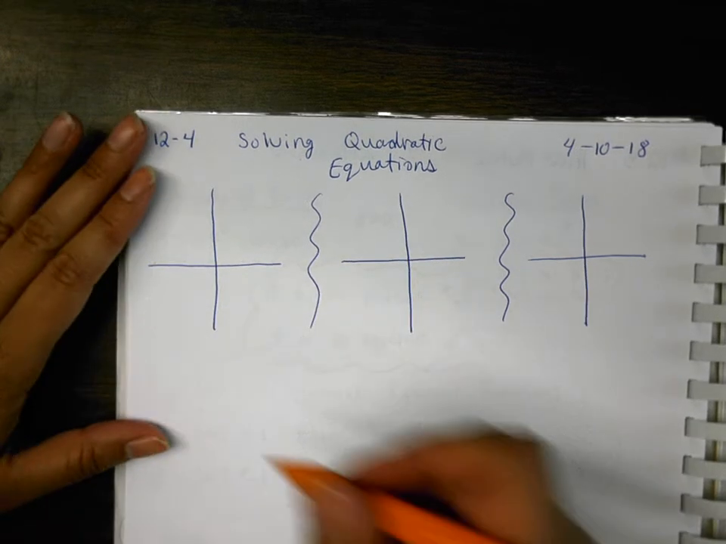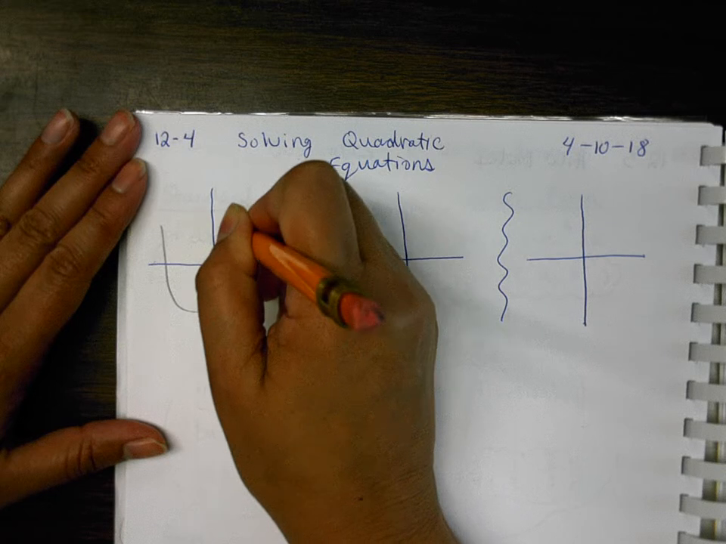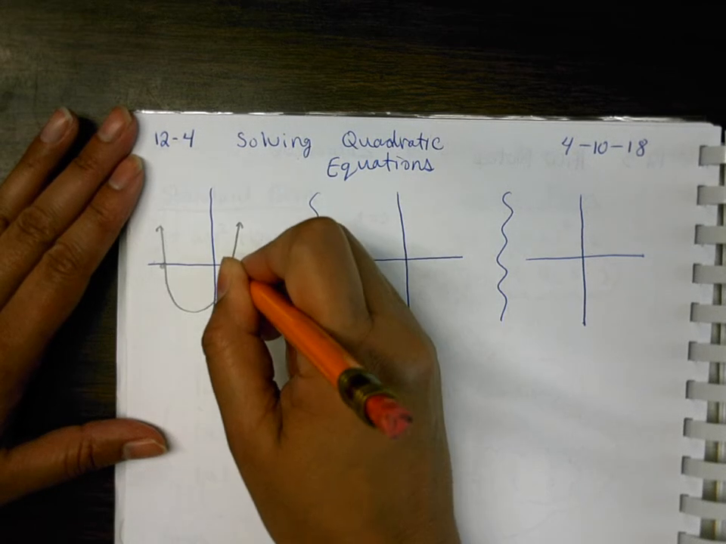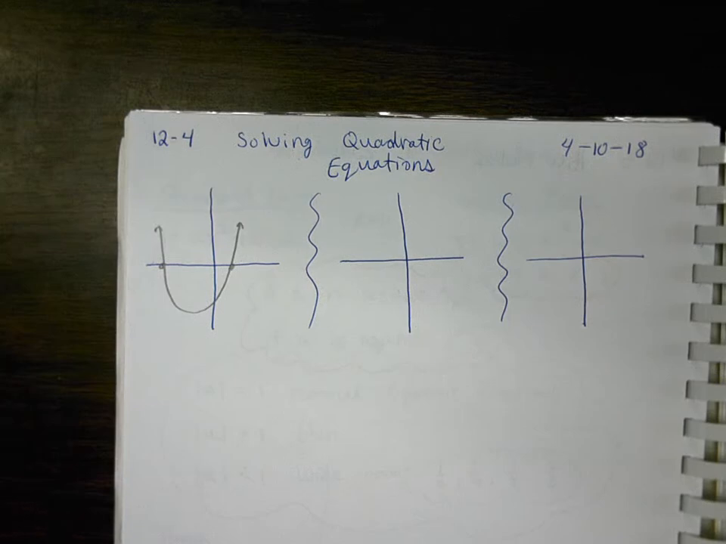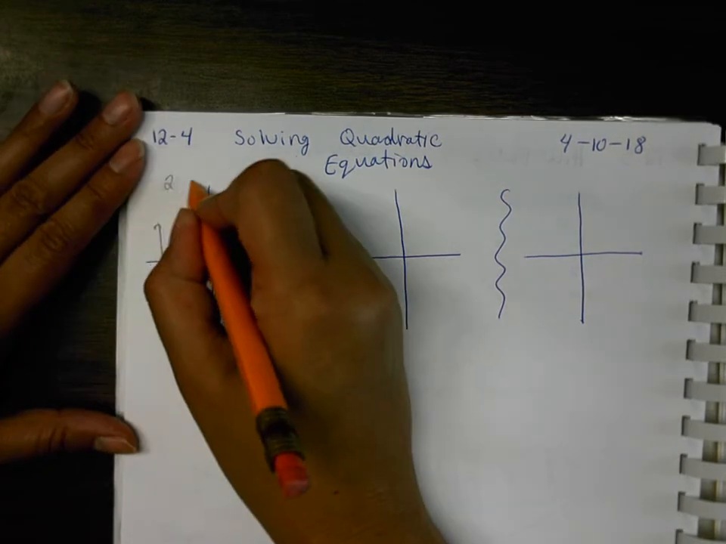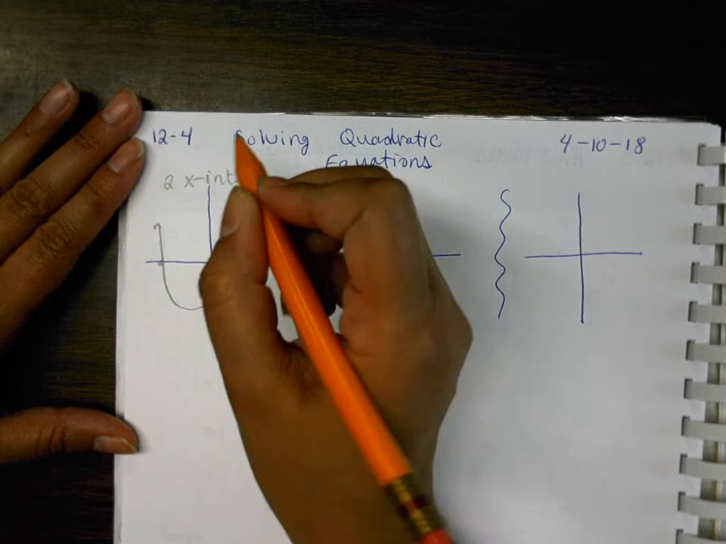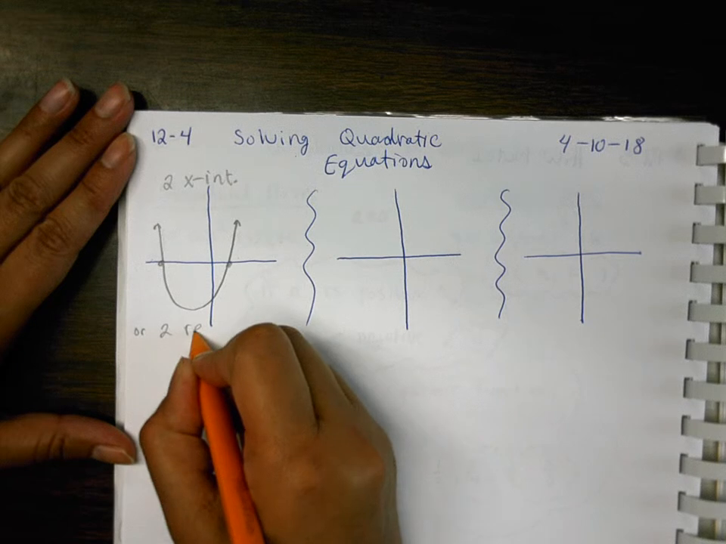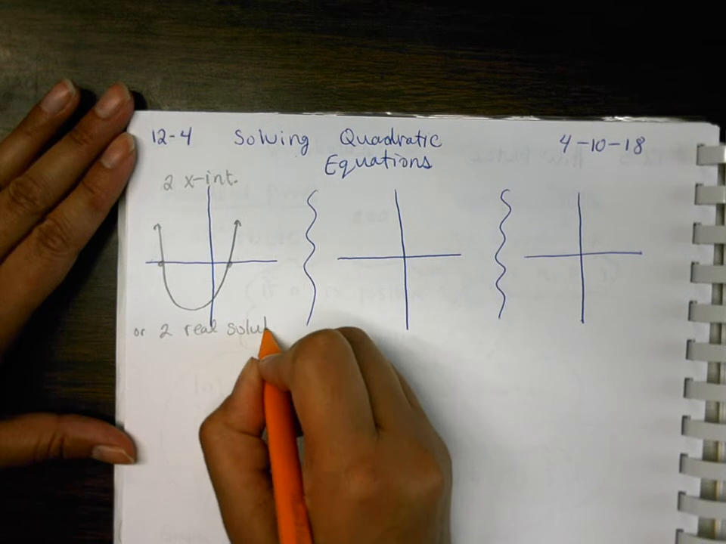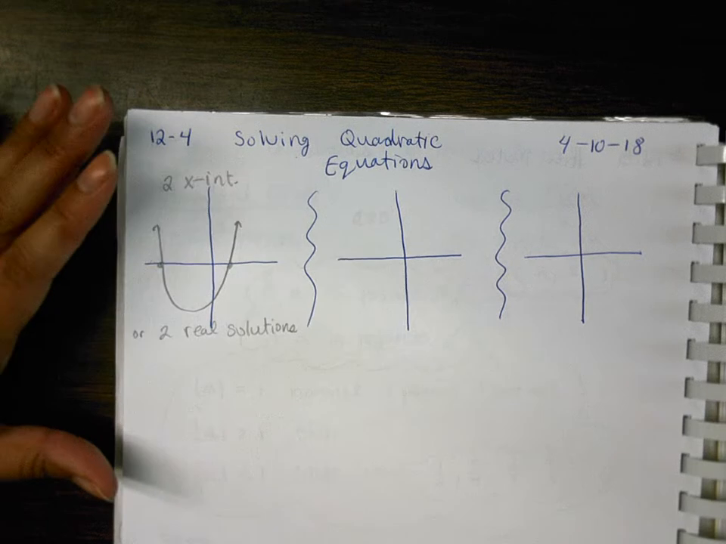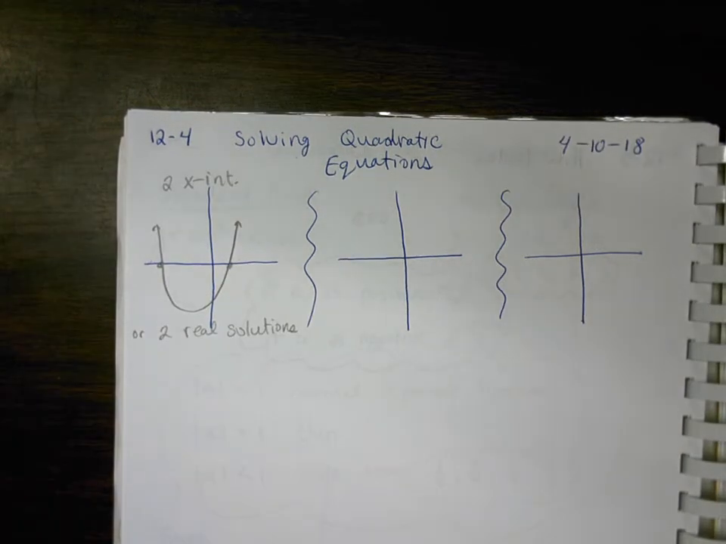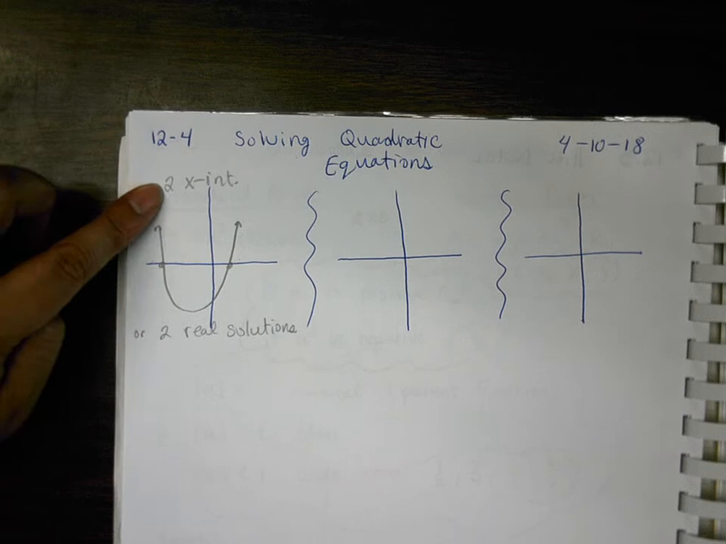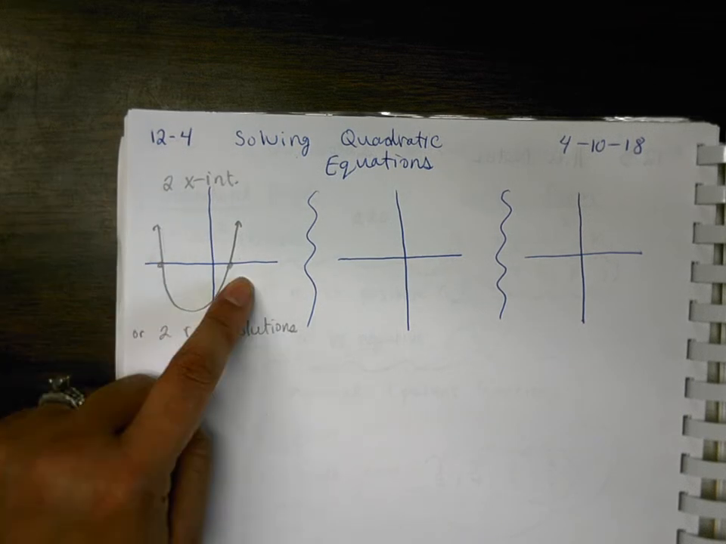Okay, so let's check. I'm going to draw the first one. I'm just going to draw a parabola. Do you agree that that parabola has 2 x-intercepts? Oh yeah. Okay. I'm going to call this 2 x-intercepts. And another way to say this, I'm going to put an or, 2 real solutions. And I use the word real because there will be imaginary solutions that we deal with later. Okay? If you have 2 x-intercepts, that means you have 2 real solutions.